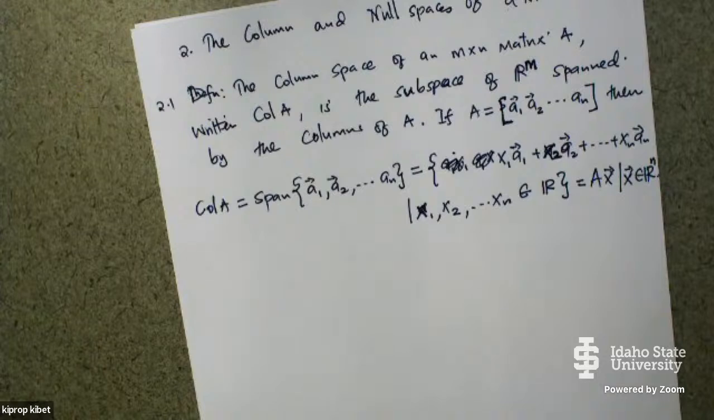So the column space is actually the span of the vectors A1, A2, and An. We will see that once we reduce the matrix A, the columns which give us the pivot positions are the ones which are spanning, and those are what we call the column space of A.